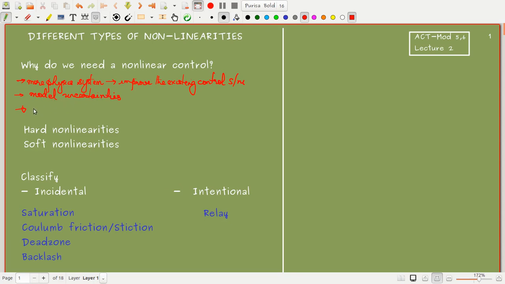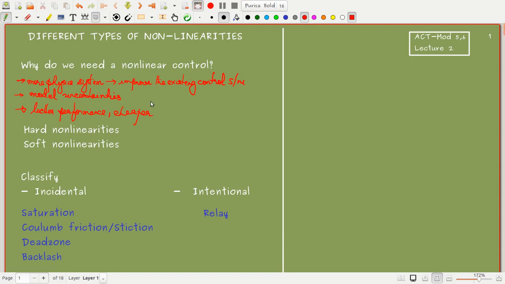Then the next part is that when we consider all these things, we come up with a better performance for the system, better performance which is even cheaper than the previous system. So these are some of the reasons why we go for nonlinear control systems. Now we will go to the next session.